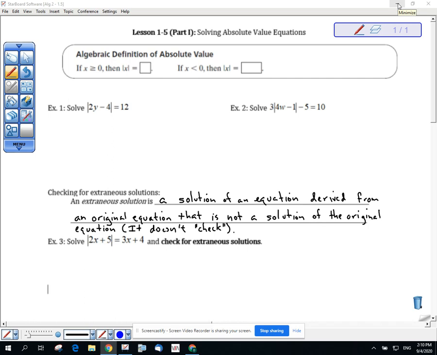Algebra 2, Section 1.5, Part 1. We'll do this in 2 videos. This is where things can get a little bit more challenging, especially Part 2 of this section.